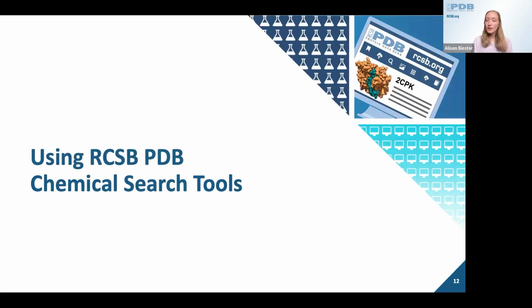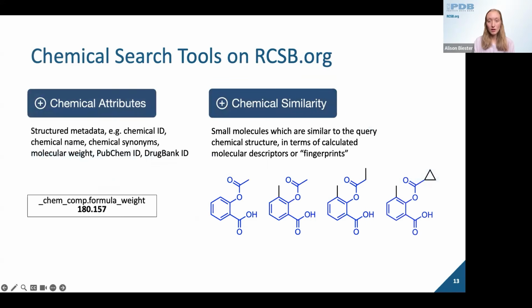So now that we've gone over what the CCD is and the contents of its files, we'll next discuss how to search for small molecules in the CCD using the newly redesigned RCSB PDB chemical search tools. RCSB PDB offers a variety of newly redesigned advanced search tools that allow you to query the database to find structures matching specific search criteria. In addition to structure search tools, RCSB provides chemical search tools, which allow users to query the CCD and the BIRD.